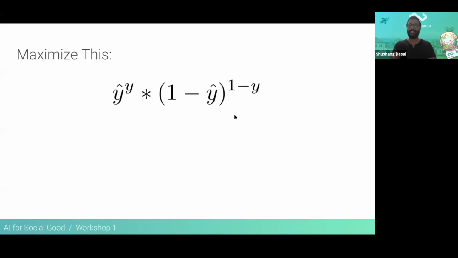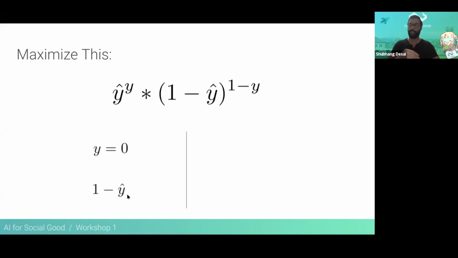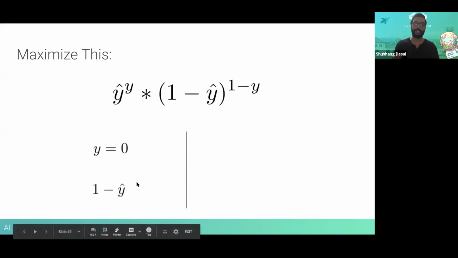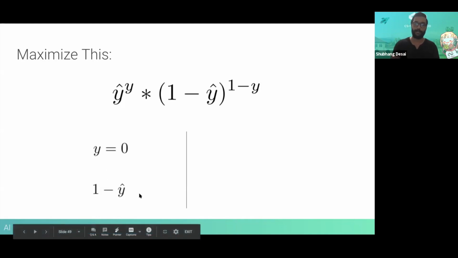How about this? Let's maximize this. This looks complicated, but let me break it down. Remember that y can be one of two numbers, right? y can be either 0 or 1. This is the correct answer, right? In the case that y is 0, this entire expression simplifies to 1 minus y hat, right? And when we maximize 1 minus y hat, what are we doing? We're minimizing y hat, right? Because y hat can be between 0 and 1. So to maximize this, we essentially are minimizing y hat. And by minimizing y hat, we're bringing it close to 0, which is our ground truth, which is great. We want our prediction to be close to the ground truth. So that checks out.